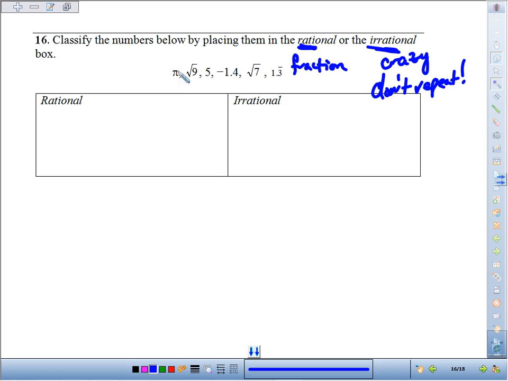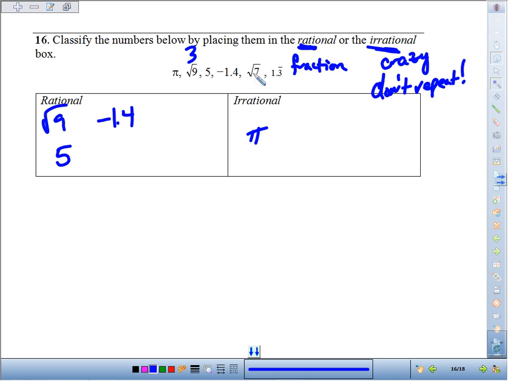So if we look at these, pi, that's a crazy one. That goes on forever. It doesn't repeat. That's going to be irrational. Square root of 9, that's just 3. That's a nice number. I can write that as a fraction. Negative 5, 5 I can write as a fraction. It's 5 over 1. Negative 1.4, that's negative 1 4/10. I just said it as a fraction, so it's rational.